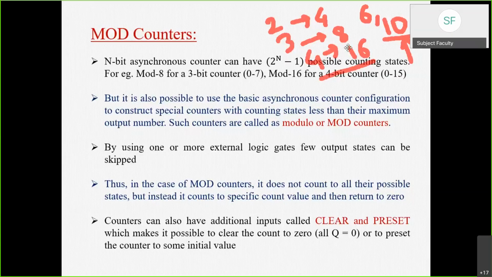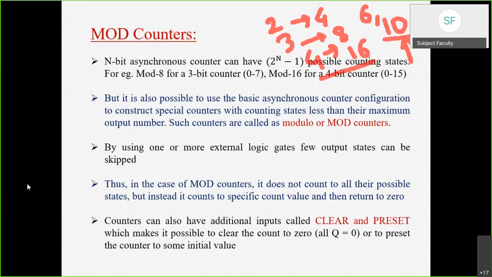So the topic is the same. It will be similar to the up counter, but the only difference is there will be some modification in the circuit diagram. And that modification will be combinational. In these mod counters, we will see two examples of mod counter, that is mod 6 counter and mod 10 counter.